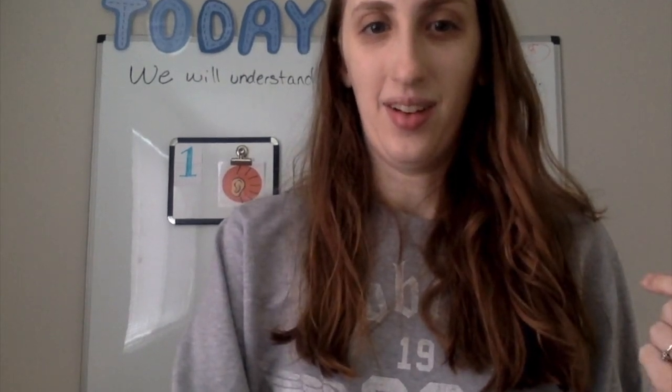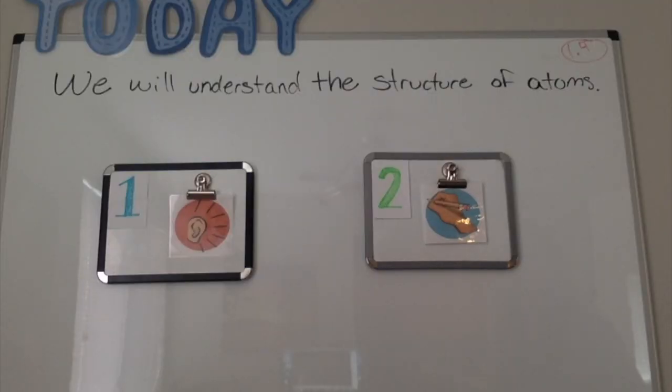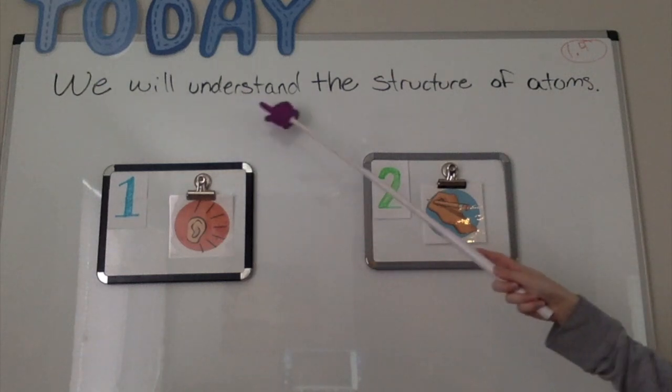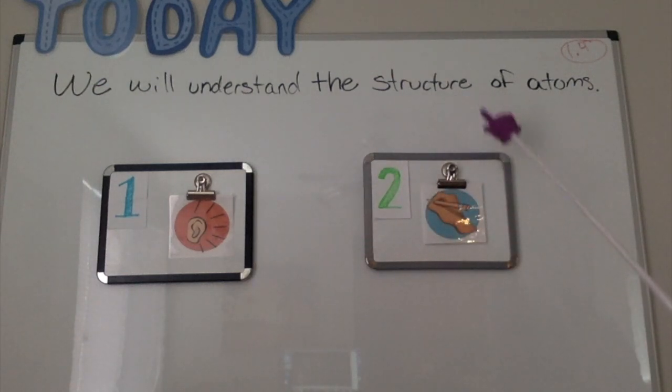Let's get started. Alright, so today we're going to be working on the unit about atoms. We started this unit before we went on spring break, so we're going to review what we already learned. For this week, we will understand the structure of atoms. We're going to be able to identify what they're made of and how they work. We have 2 goals today.